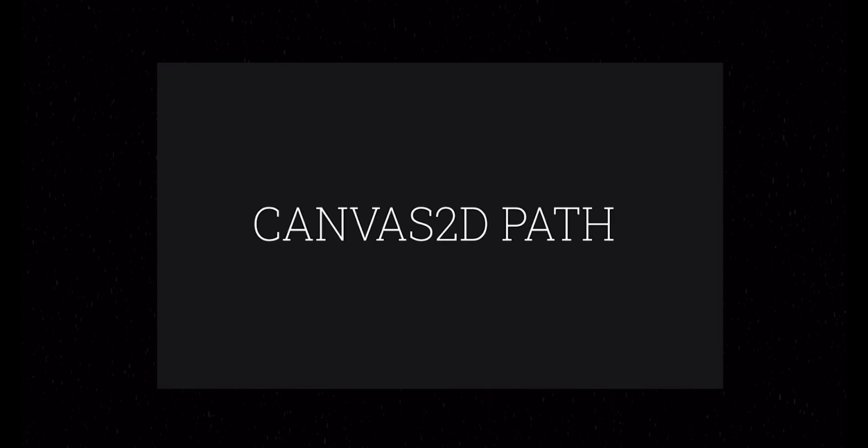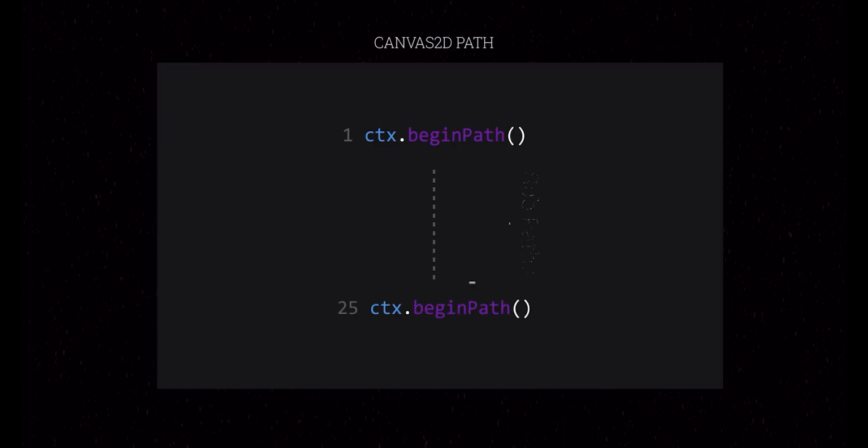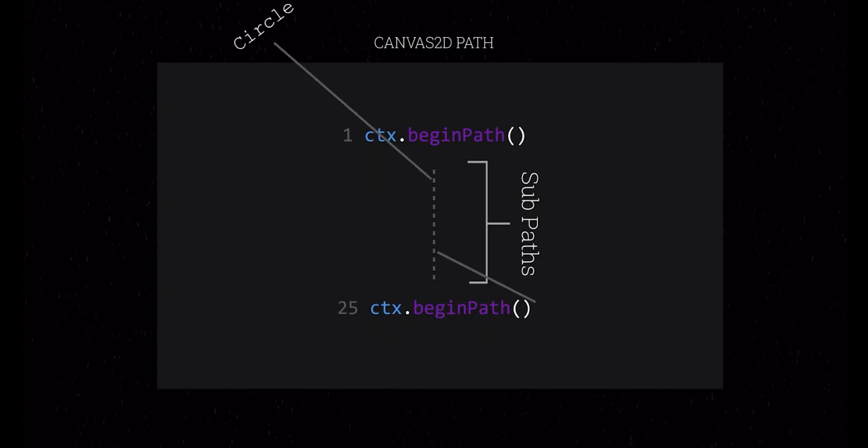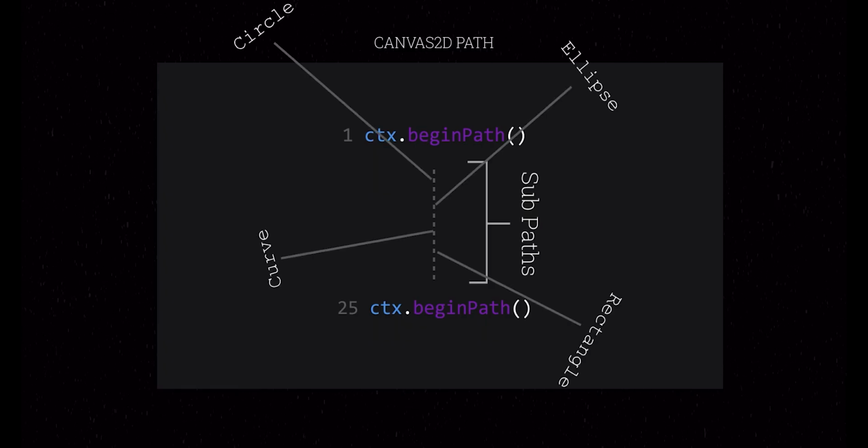A canvas 2D path is a list of drawing commands that start from the call to beginPath until another beginPath is called. All drawing instructions in a path are called subpaths. These are the drawing commands that need to be executed inside the path. A subpath can contain circles, rectangles, ellipses, curves, or any custom shape command you specify. Each path stores a list of subpaths and together they form a complete shape.